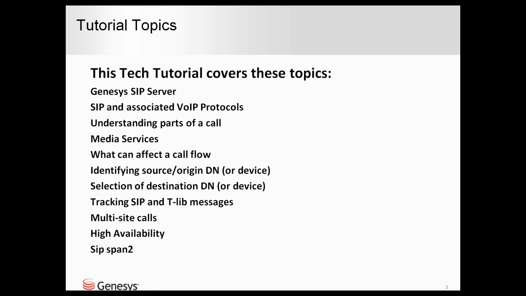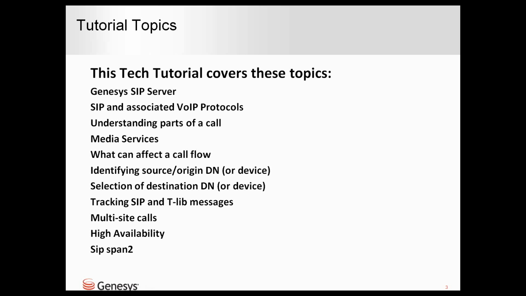We are going to present tech tutorial 81, which is about troubleshooting SIP server issues. We are concentrating briefly on Genesis SIP Server, SIP and associated VoIP protocols, understanding parts of a call, media services, and, with more concentration, what can affect a call flow, then SIP Server, how it identifies source and origination DN, and the selection of destination DN.